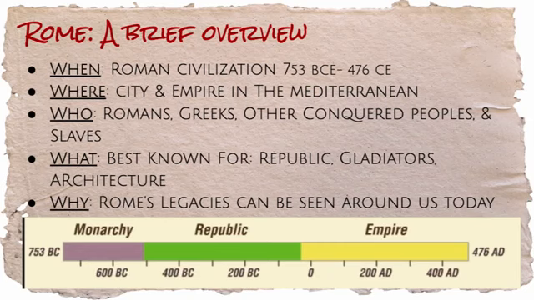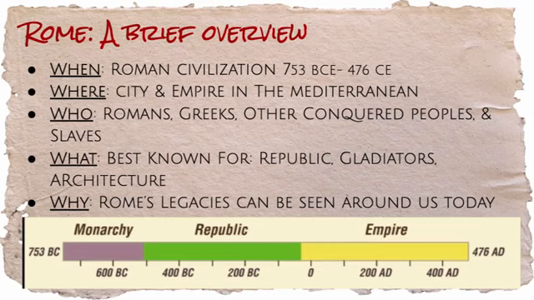Roman civilization starts in 753 BCE, or Before Common Era, and extends all the way to 476 CE, or Common Era. Those who were in the Roman Empire were Romans, Greeks, other people that the Romans were able to conquer, as well as slaves, who play a very big role in the Roman Empire's economy.